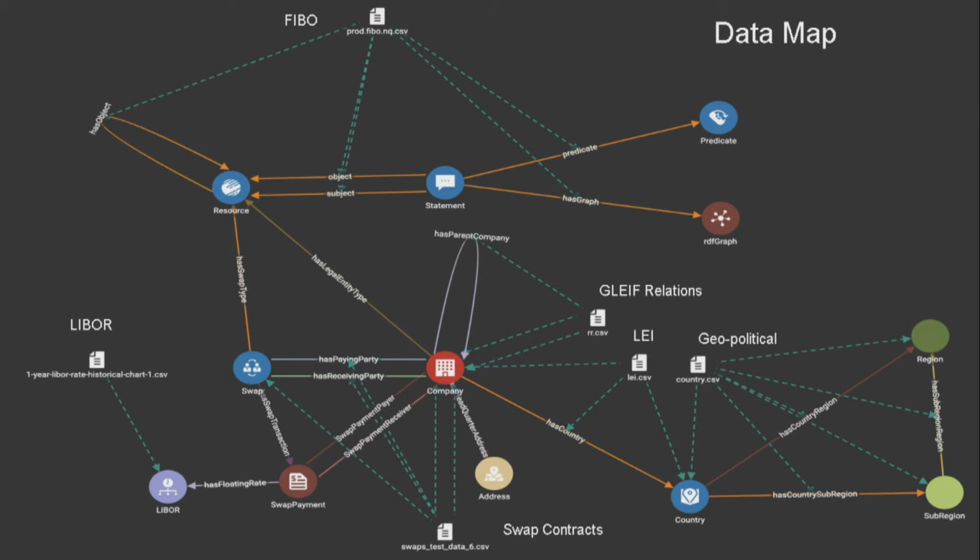And then you'll see various other aspects over here on the right-hand side. The legal identity information is being mapped between the country and company and providing information about the parentage of companies. And then on the left-hand side over here, you have the LIBOR rates coming into the LIBOR vertices and being connected to the swap payments. So this is basically my graph.